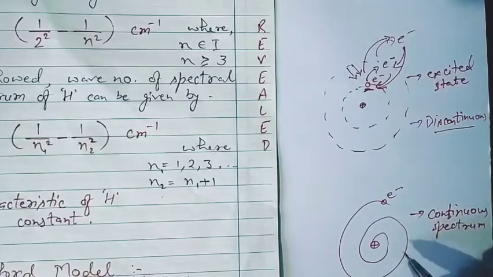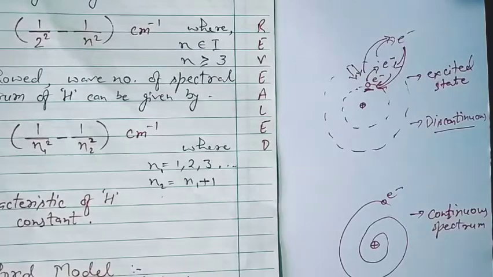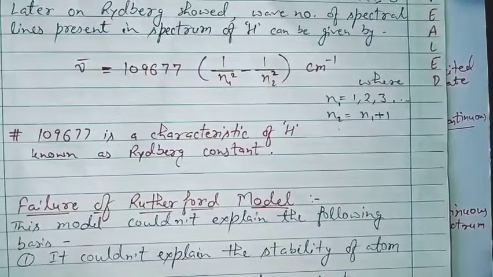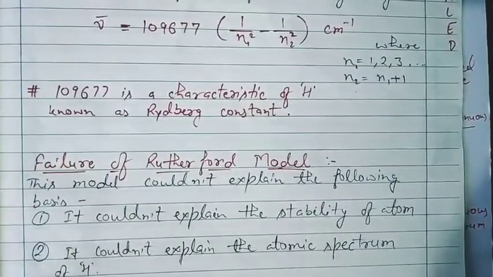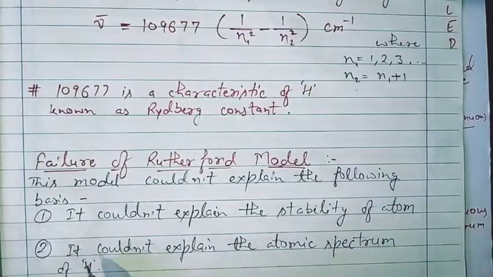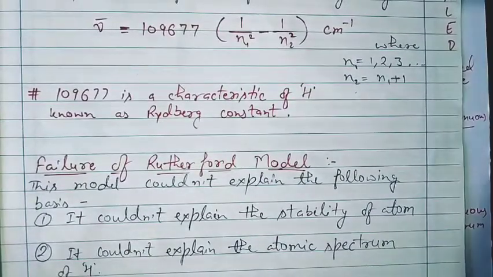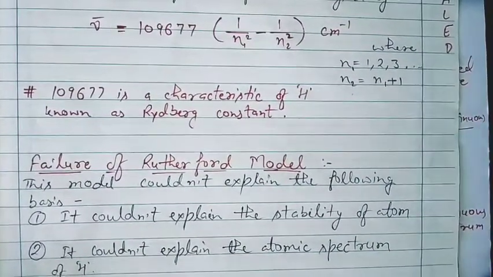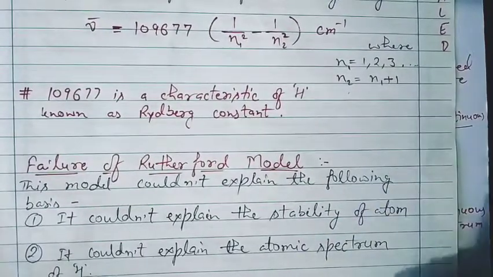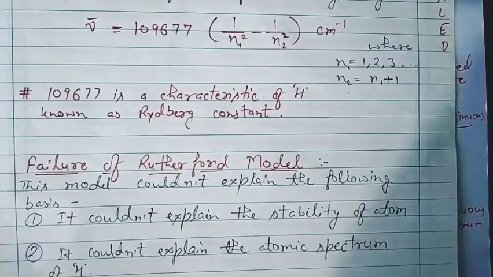So this also proved that Rutherford's theory was wrong, which was later explained by Niels Bohr's theory. So the points of failure of Rutherford are that it couldn't explain the stability of the atom, and it could not explain the atomic spectrum of hydrogen. In the next video we will study the hydrogen atomic spectrum as explained by Niels Bohr's theory.